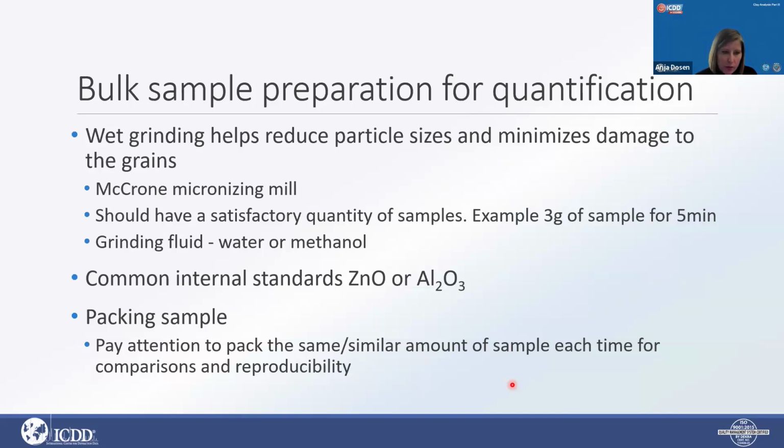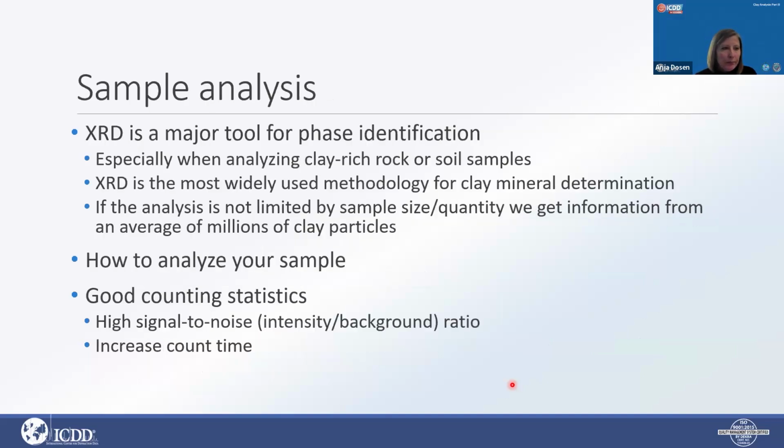So when you're choosing your internal standard, you want to make sure that the internal standard will not overlap with peaks in your sample. And then you want this to be reproducible. So whenever you do this preparation, you want to make sure that you're following the exact steps, and you want to use the same amount of sample each time.